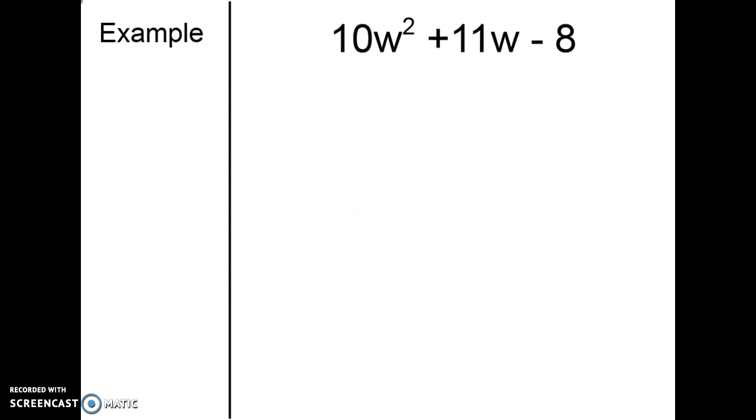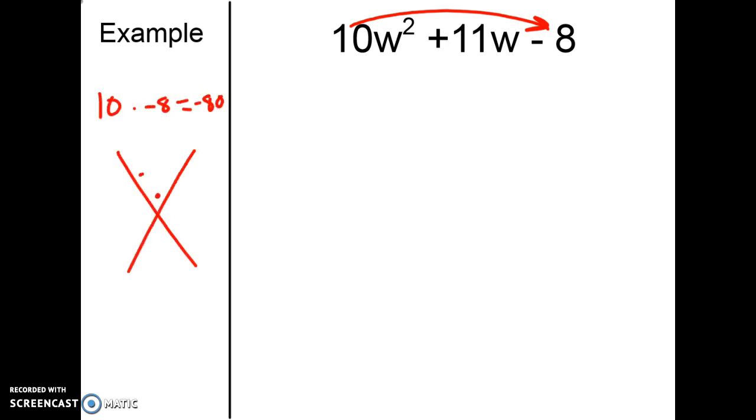Last example for today, 10w squared plus 11w minus 8. That middle term, that b term, 11, is a prime number, so we're not going to be able to factor anything out once again. We have 10 times negative 8 gives us negative 80. So we need to multiply to negative 80, and we need to add to a positive 11.